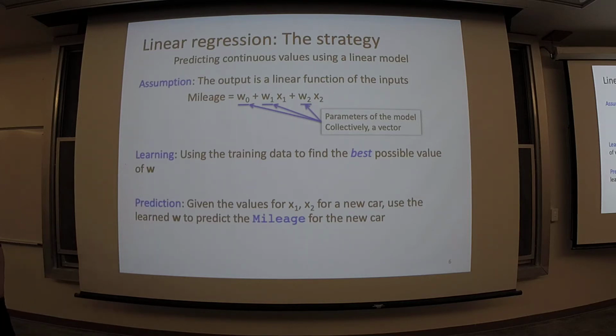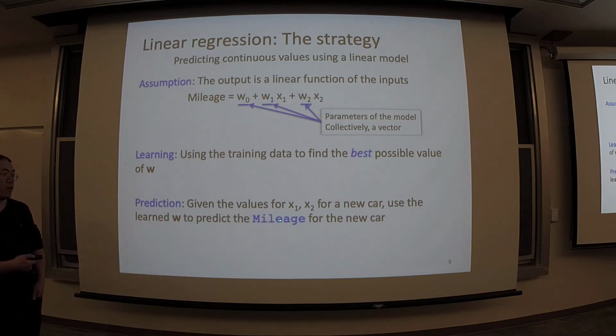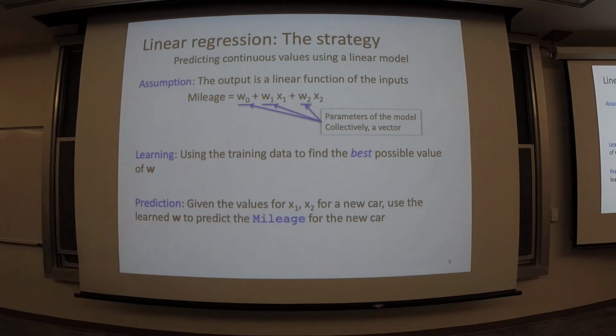We want to find the best possible value of W using the training data. This is called the learning procedure. Then, given the values x1, x2 of a new car, we can use our learned weight vector W to predict the mileage for this new car. This is the whole protocol to conduct linear regression.